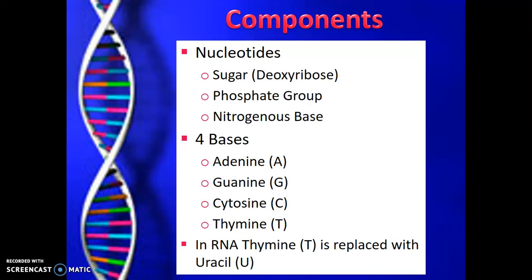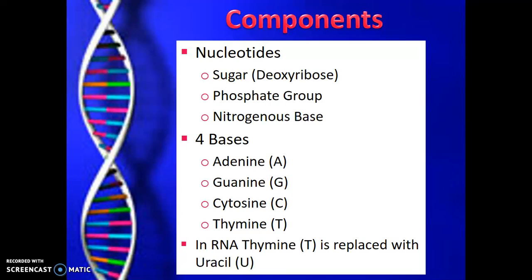Now let's learn something new. So all nucleotides have a base, a nitrogenous base. Well, in DNA, there are 4 bases that exist: adenine, guanine, cytosine, and thymine. You rarely see them spelled out. You normally just see them represented by their first letters, A, G, C, and T.